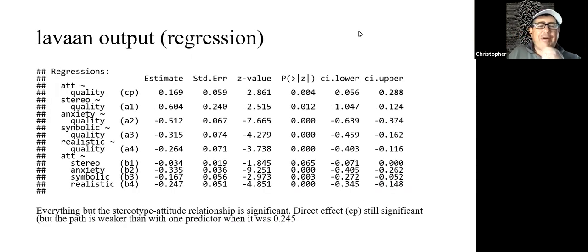So what do we get here? One thing, again, I really like about Lavaan is that it's labeling all of these effects. We've actually supplied the labels, but it prints them out for us. So we can see that C prime remains significant, but it's weaker than it was before when it was 0.245. We can see that that C prime path is getting smaller, which means that there's been more mediation. You can see all of the A paths are significant. Then when we go down to predicting attitudes, the B paths, one thing that we see is stereotyping is not a significant predictor of attitudes. So that wouldn't meet the Baron and Kenny criteria. We can see that the others all are significant.